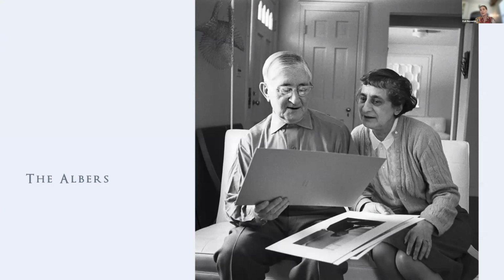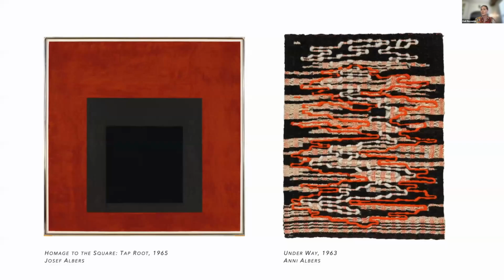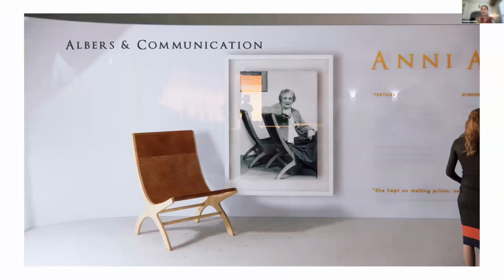They were, as Josef put it, fiercely independent and interdependent to rare effect, or as Anni put it, equal and unequal. For example, on the left is Josef's homage to the square titled Taproot, and on the right is Anni's pictorial weaving titled Underway. Anni's weaving actually predates Josef's color study. So although Josef is rightly credited with his incredible color sense, I think Anni's application of color wasn't really to understand the science, but to bring about an emotional response from her work. So really the idea of process came from Anni's love of exploring and abstracting ways to communicate through her art.